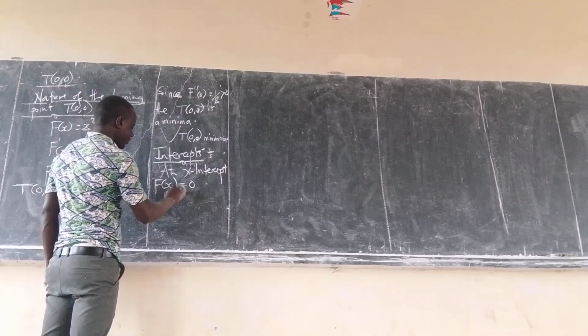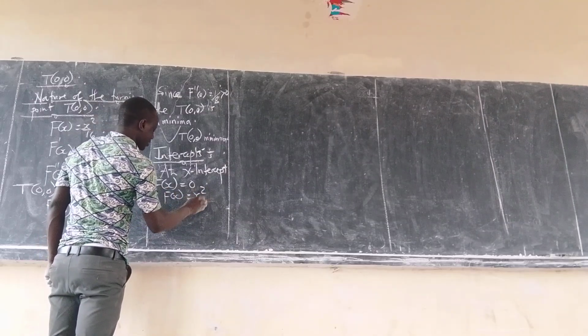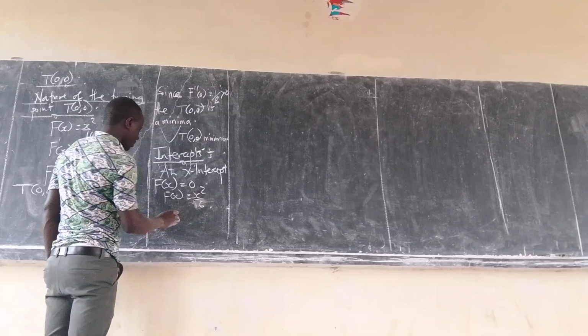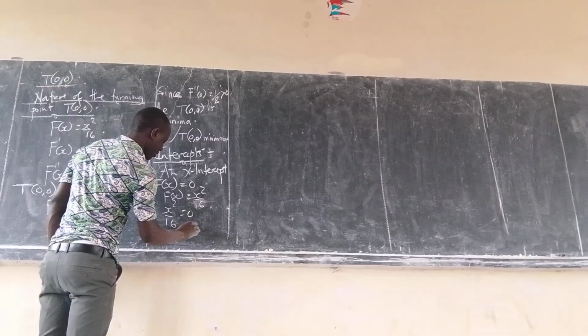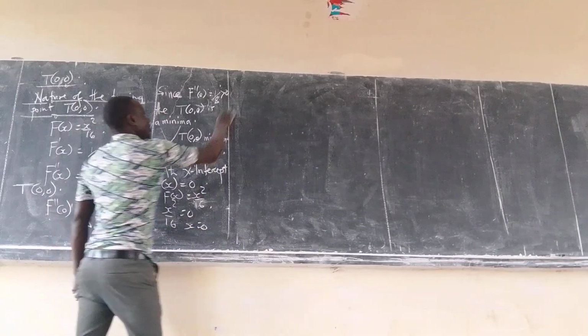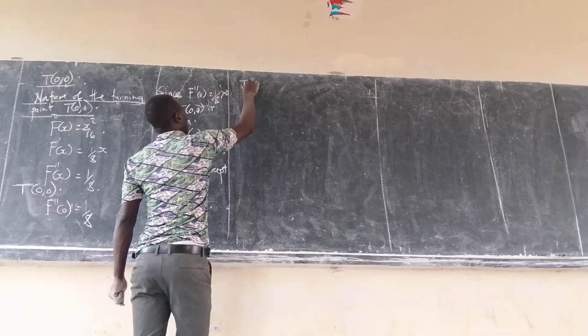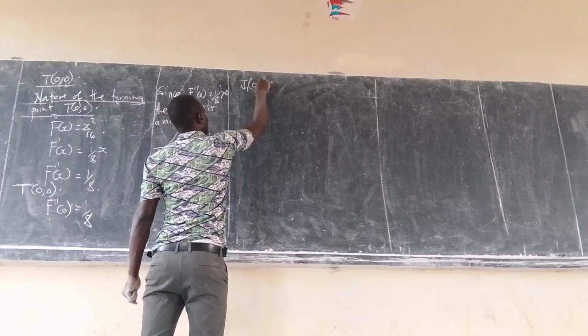Our capital F of x is x squared over 16, which means x squared over 16 must be 0, and x is 0. So our first intercept is 0, 0.